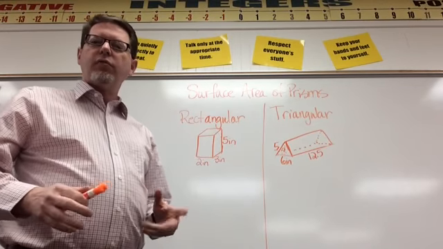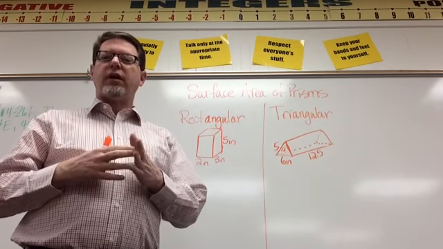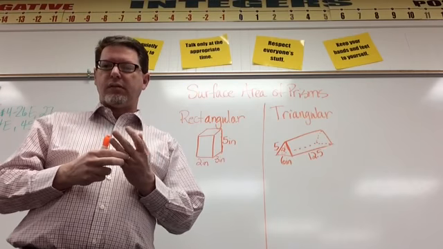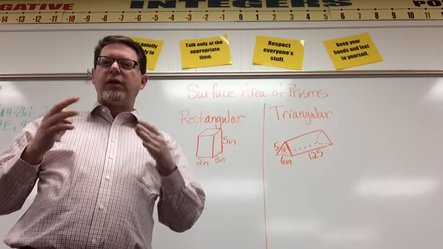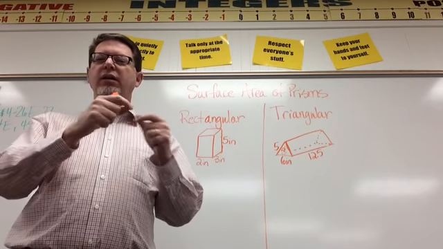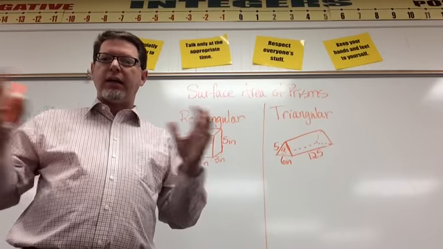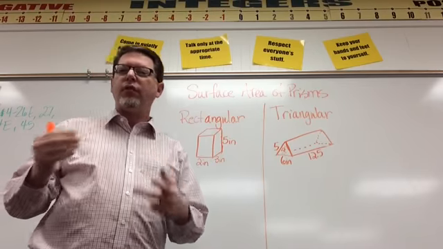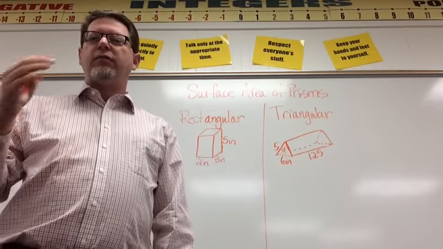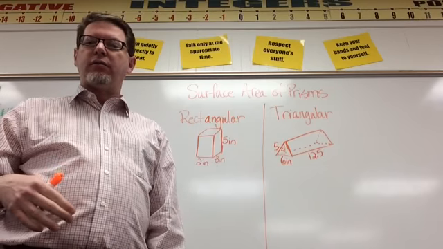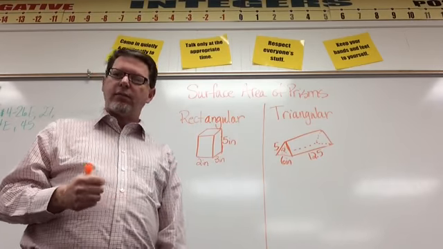Hello students, today we're going to look at the formulas for finding the surface area of prisms. In class we've just been taking a net and finding the area of each part of the net and adding it together. But there's a formula that you can use as well to find the surface area and the lateral surface area of the rectangular prisms.